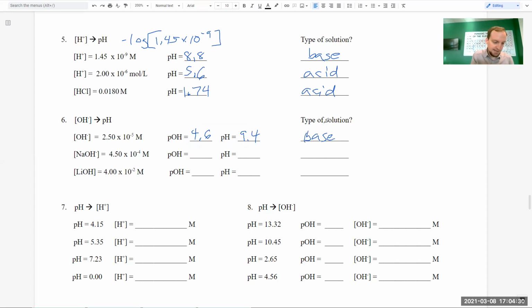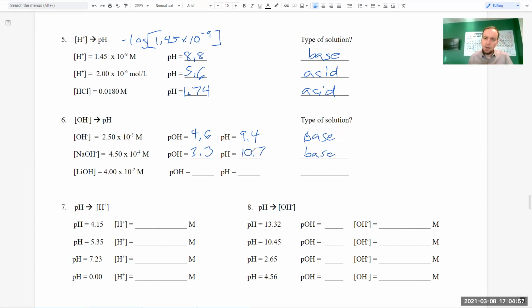The next one, I have negative log of 4.50 second E negative 4. That gives me a pOH of 3.3. I know that 14 minus 3.3 gives me about 10.7. Again, that would be a base.